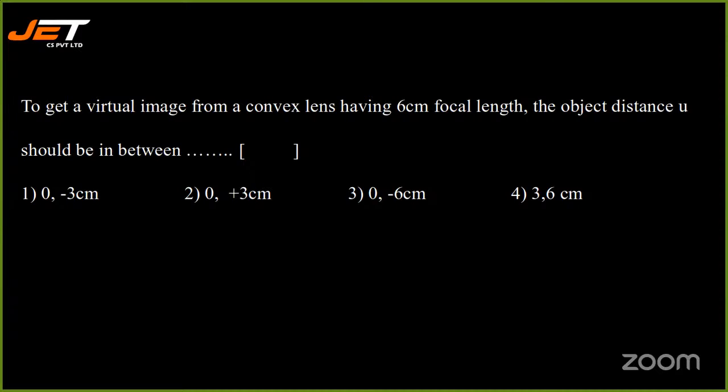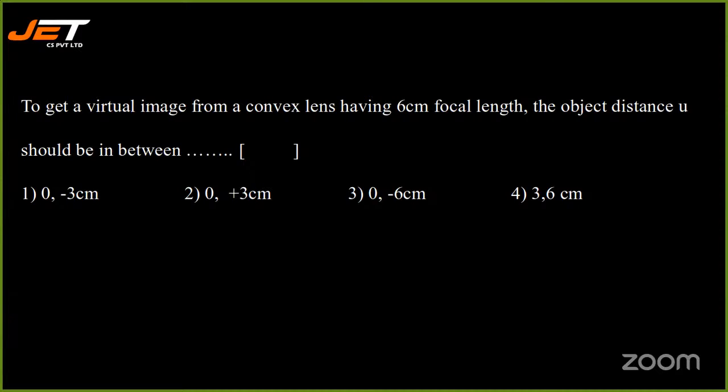Now let's decode. So what is the focal length? It is 6 centimeters, right? If I put my object at minus 6 centimeters, which is the F1 point, I will be getting a parallel ray, right? The image distance wouldn't be finite. So I will not be getting a virtual image.